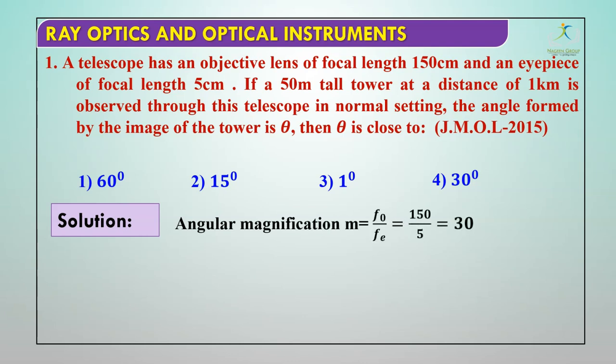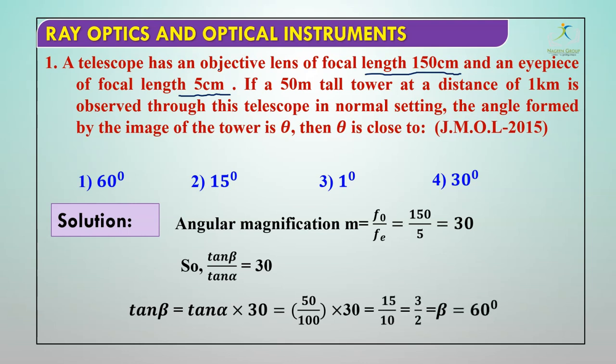We know that angular magnification M is equal to f_o by f_e. So students, here the value of focal length for the objective lens is given, which is 150 centimeter. And the value of the eyepiece is 5 centimeter. From here we get the value of magnification, and we know that tan beta by tan alpha is equal to angular magnification. So angular magnification we got the value 30.